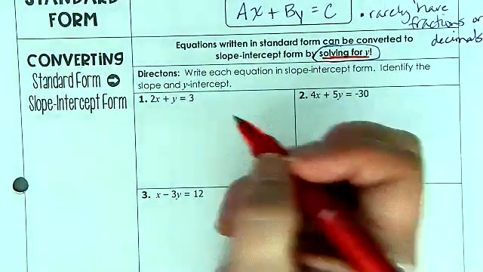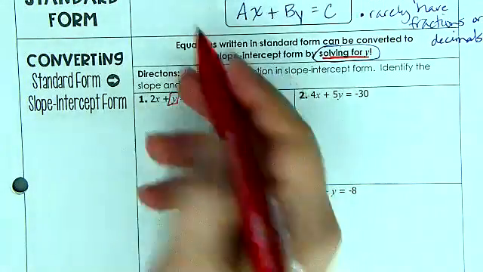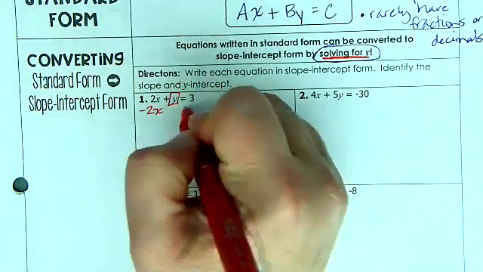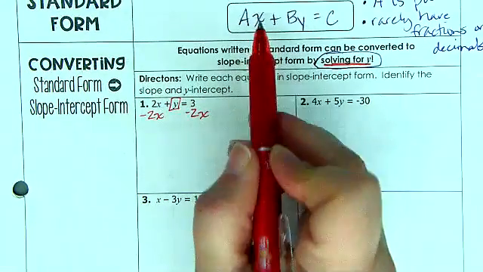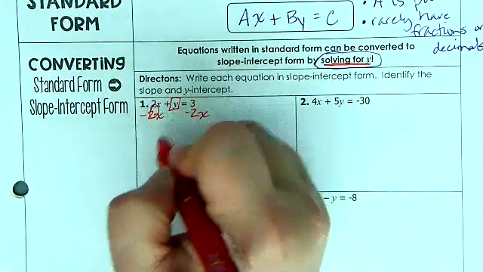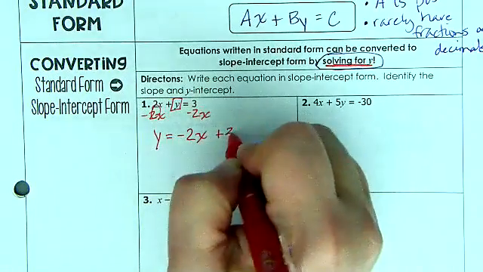So when I look at this, what do I have to do to get the y by itself? How are they connected? By addition. So I'm going to subtract 2x from both sides. You want to put the x variable first when you rewrite this. This zeroes out, and I now have y equals negative 2x plus 3.